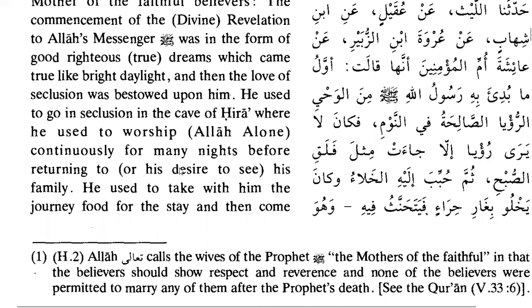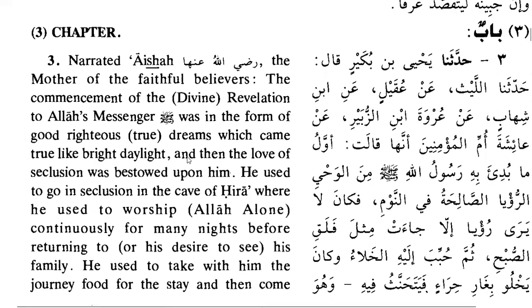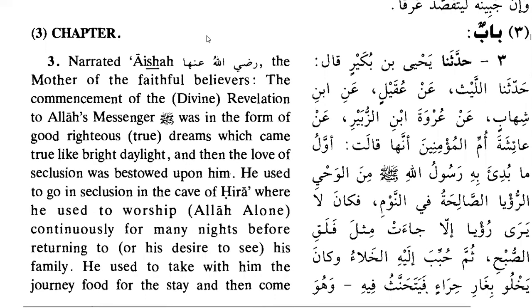Wait a minute. Before this, you have learned the two methods of revelation. What are those two methods? The first method was the ringing of a bell, and the second is that the angel came in the form of a man.